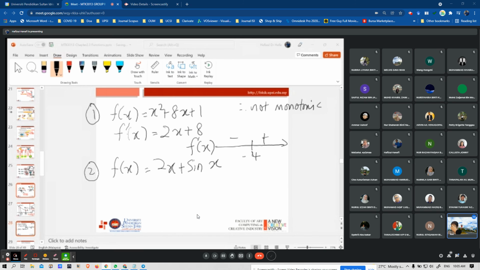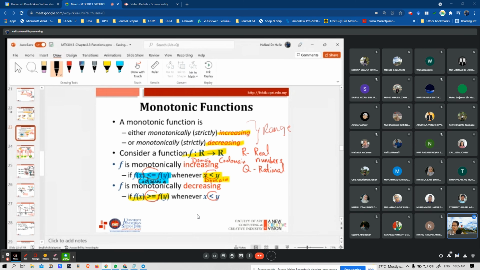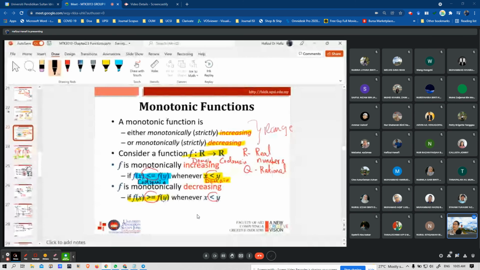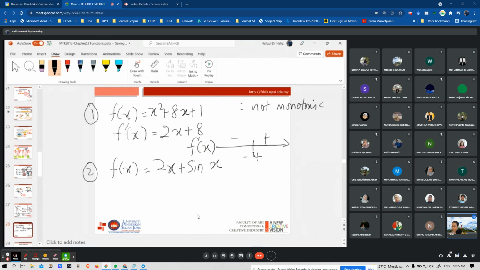Okay, because for the monotonic you must remember it is either increasing or decreasing. Okay, it cannot be both. It must be all one way. Okay, either increasing or decreasing. Okay, for this one we have a static. It's not monotonic, and not also one to one.